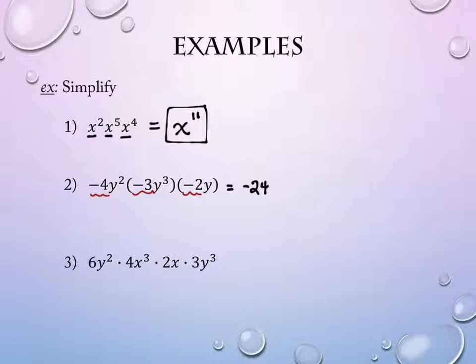And once I've dealt with it, now I can turn my attention to the y's. They all have base y, so they all can be combined as well. I have y squared, I have y cubed, and I have y. So how many y's, or y to what power, will I have? 6.